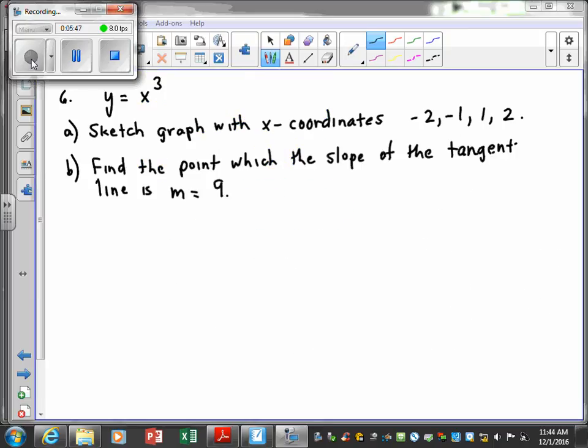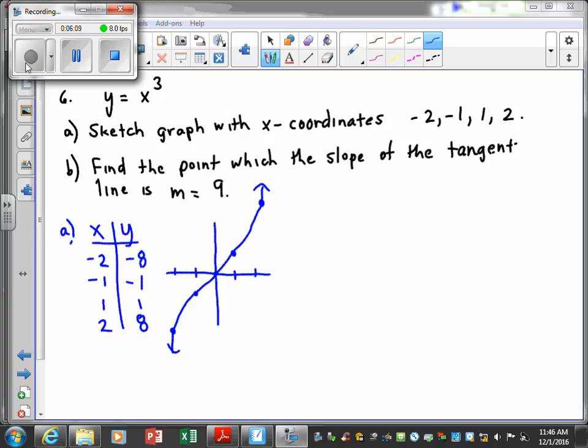Okay, so we have a little bit of a different example this time. y equals x cubed. We want to sketch the graph with the particular x coordinates that they give us. And then this time we want to find the point. They tell us the slope, and we want to find the point at which the slope of the tangent line is 9. Okay, just a rough sketch. We made a little table: -2 gives -8, -1 gives -1, 1 gives 1, 2 gives 8.